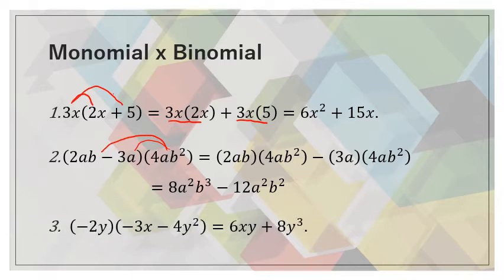Now if we are going to multiply negative 2y to negative 3x minus 4y squared, we will skip the tedious part of showing the distribution. So we simply do the multiplication right away. Negative 2y times negative 3x, then we get positive 6xy, and negative 2y multiplied by negative 4y squared is positive 8y cubed.